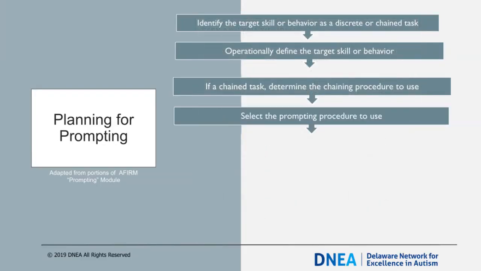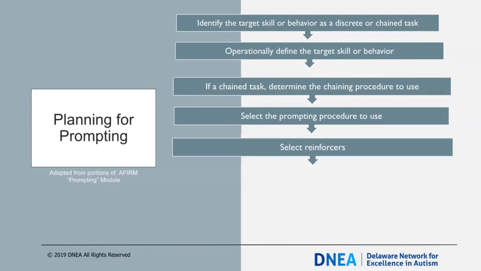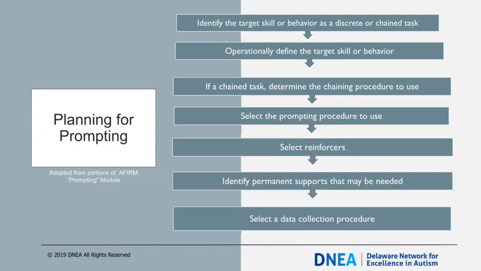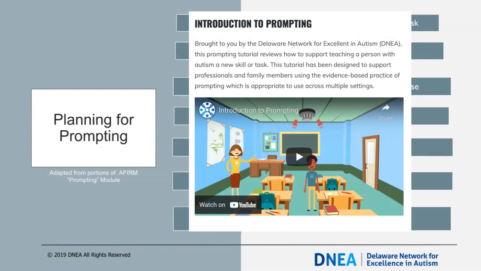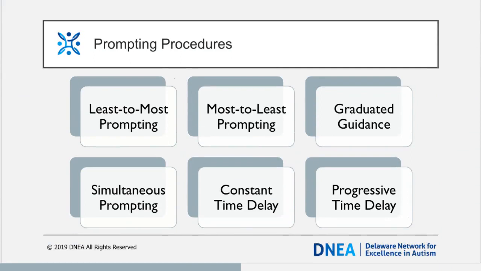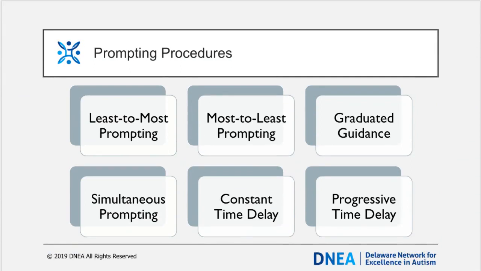Next, you will want to select the prompting procedure you will use as well as any reinforcers or permanent supports that may be needed. Don't forget to collect data so you may measure the efficacy of your intervention and measure the individual's learning over time. If you want to learn more about this process, we encourage you to review our Introduction to Prompting tutorial. This tutorial will focus on the prompting procedure you can use when teaching a new skill. There are 6 different types of prompting procedures. Today, we are going to focus on most to least prompting.